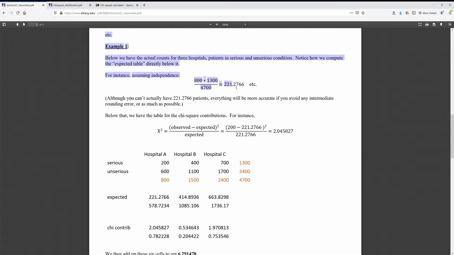And that gives us 221.2766. Again, not necessarily a whole number. Obviously, it's got to be a whole number of patients. But it's the same principle as if you flipped a coin 7 times, then under ideal conditions you'd expect 3.5 heads. Of course, it's impossible, but you keep the accuracy to run through the procedures. You want to have that dead center reference point, whether or not it's an actual realistic count. So keep as much accuracy as you can.